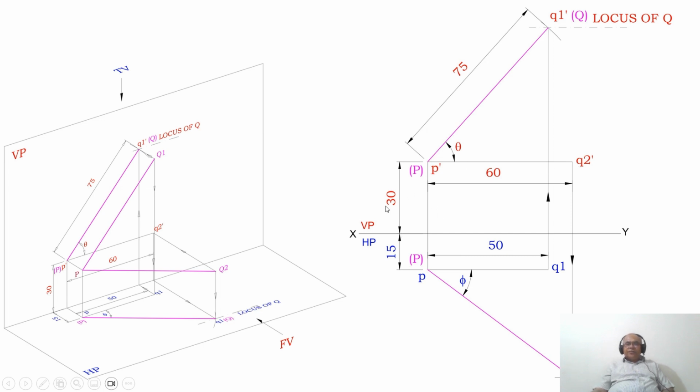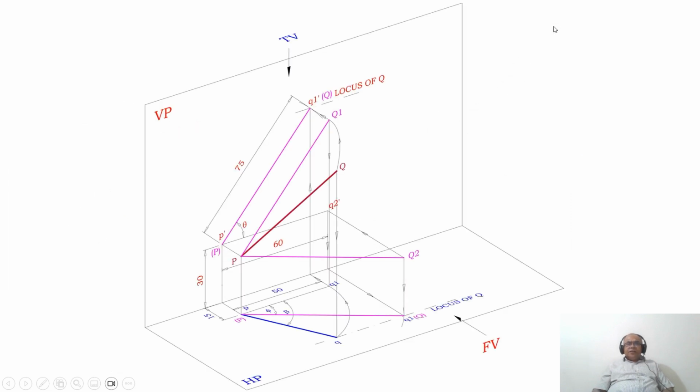P dash is above HP by 30 and Q2 dash is also above HP by 30, then only is the line parallel to XY in the front view. Similarly here, the line is parallel to XY because P is in front of VP by 15 and Q1 is also in front of VP by 15, then only will the line be parallel. That PQ1 line is parallel to XY in the top view. Correspondingly, in the front view you are getting the true length.